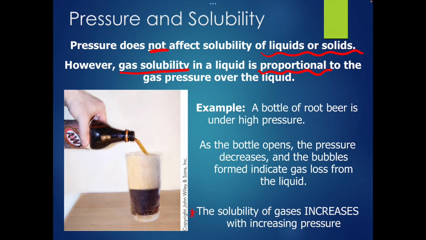Okay, so here's kind of our summary. The solubility of a gas increases with increasing pressure. More gas will dissolve at higher pressures.